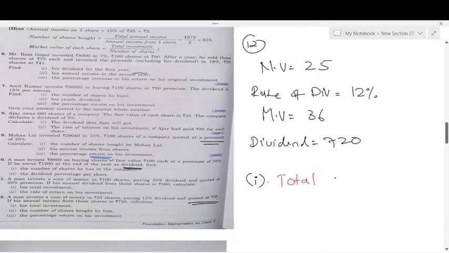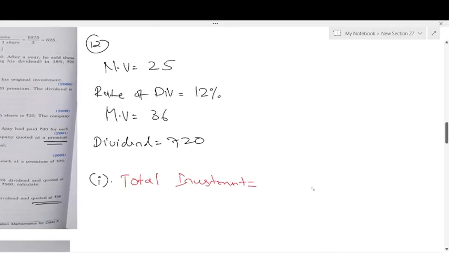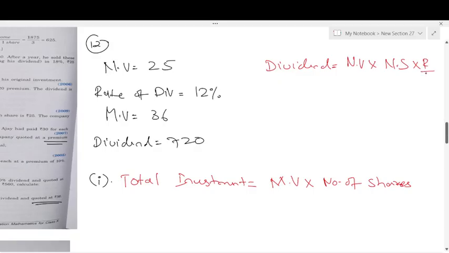What about total investment? Did you all find total investment? What is the total investment formula? Into number of shares. Is number of shares given here? Then which formula do we use? Dividend formula. Dividend is equal to nominal value into number of shares into rate divided by 100. Number of shares is equal to dividend 720, this 100 will get multiplied, divided by 25 into rate.